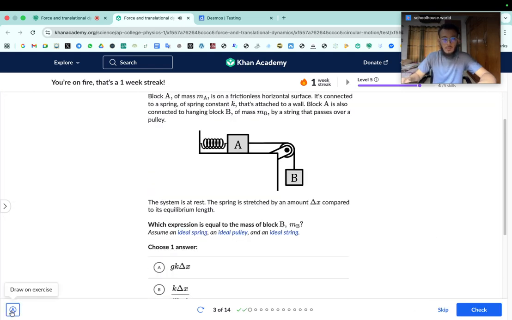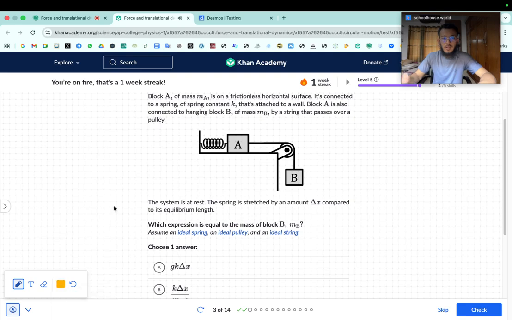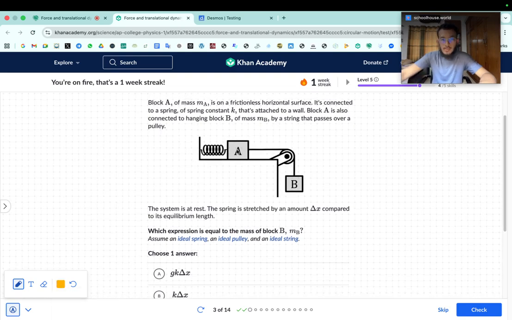Okay. All right. Block A of mass MA is on a frictionless horizontal surface. It's connected to a spring of constant K, and that is attached to a wall. Block A is also connected to a hanging block B of mass MB by a string that passes over a pulley. The system is at rest. All right, so left equals right. The resultant force is 0.